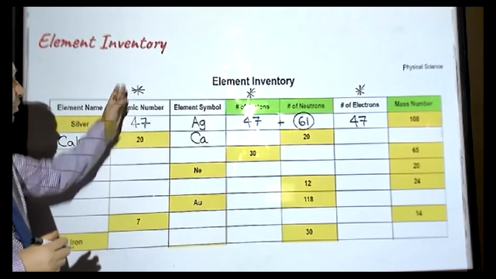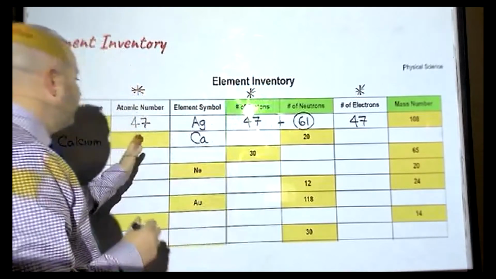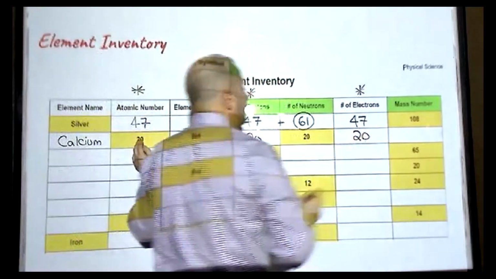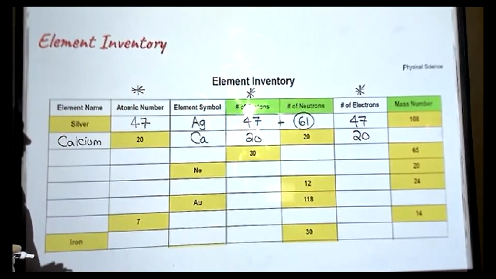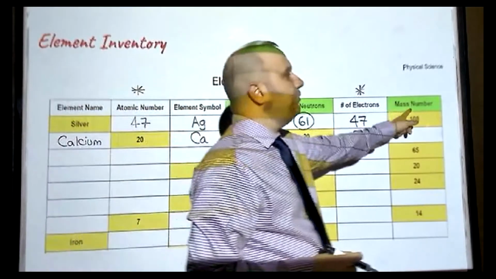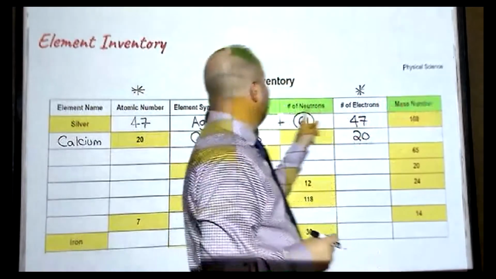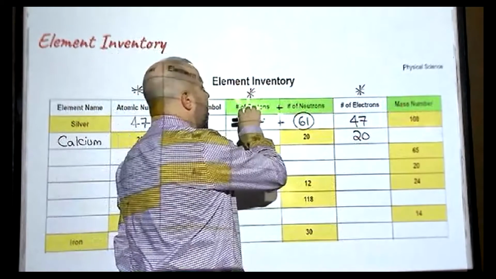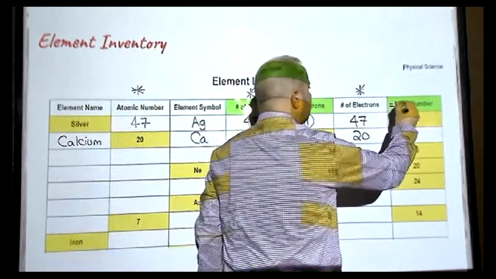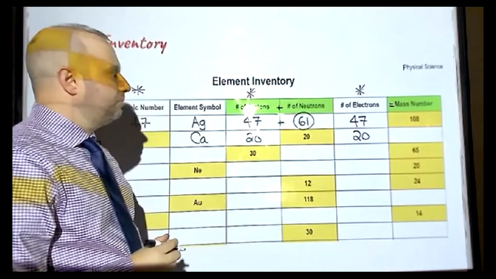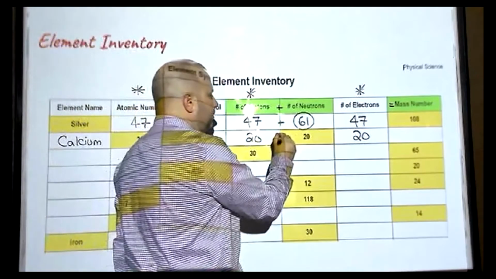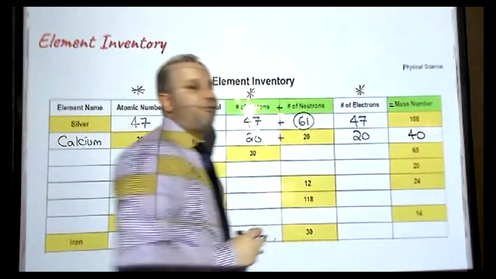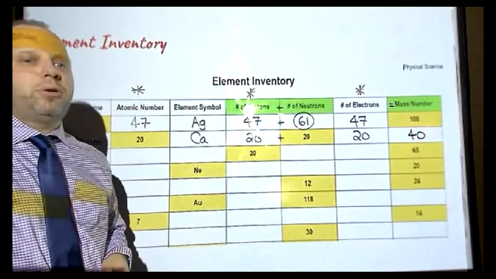The element symbol is going to be Ca. And now, this number, wherever these stars are, this number is 20, this number is 20, this number is 20. Now, to find the mass number, see how I made this green? You add together these two green pieces. So this one plus this one equals that one. So 20 plus 20, we put 40 over there under the mass number.